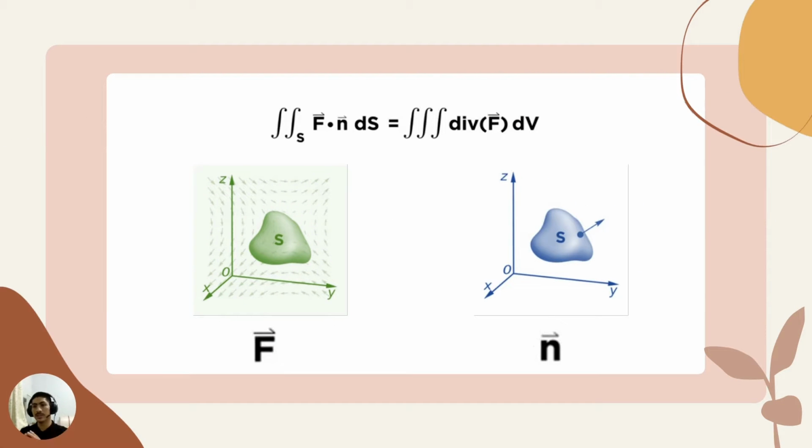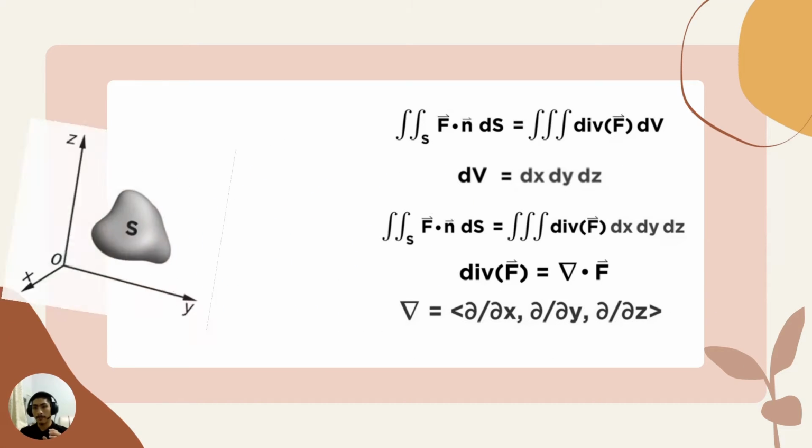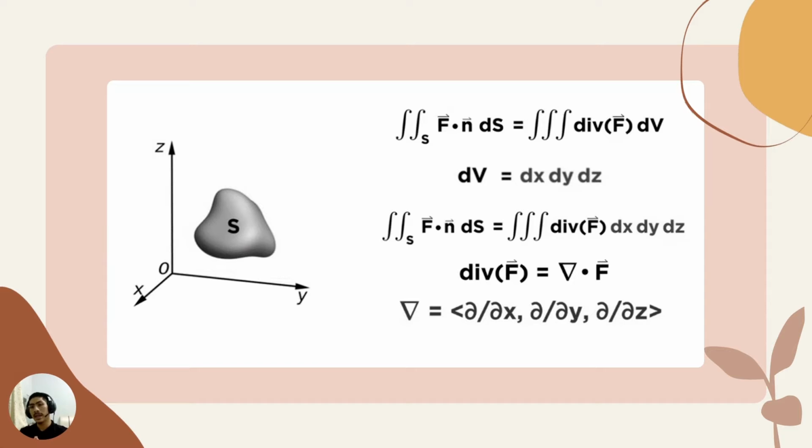Recall that the surface integral for this will be expressed as the surface integral over S of f dot n dS, where f is some vector field permeating space and n is the normal vector of the surface. Gauss' theorem states that this surface integral is equal to the triple integral over the solid region of the divergence of f dV. Here, dV is our differential volume, which in Cartesian xyz coordinates will simply be dx dy dz.